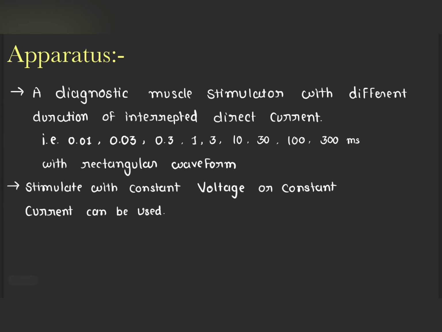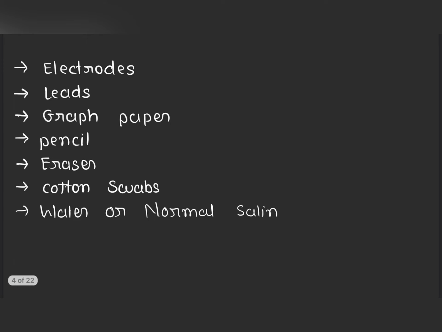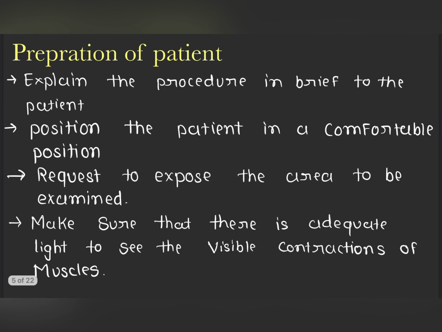Apparatus: a diagnostic muscle stimulator with different durations of interrupted direct current, 0.01, 0.03, 0.1, 0.3, 1, 3, 10, 30, 100, 300 millisecond, with rectangular waveform. Stimulators with constant voltage or constant current can be used. Electrodes, leads, graph paper, pencil, eraser, cotton swab, water or normal saline.